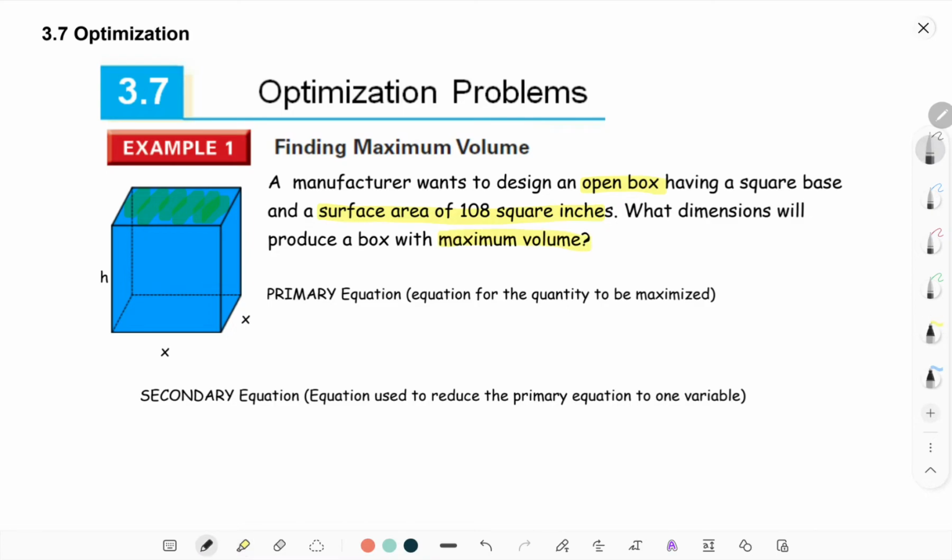So here we are, primary equation. What do I want to maximize? Volume. Volume of a box is length times width times height. Using the variables we have here, they told me it has a square bottom, so length and width are both x. My height is h. So my volume is x squared h. So this is what I'm going to be working with. This is what I'll take the derivative of. This is where I'll check for my critical points and endpoints involving x's and h's.